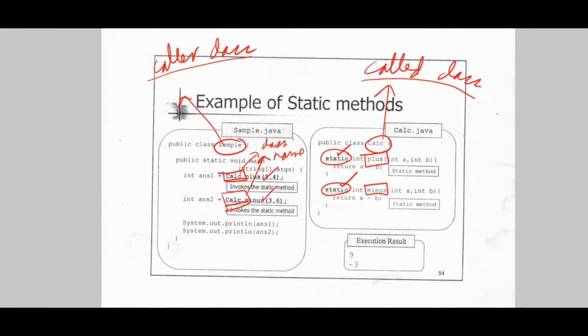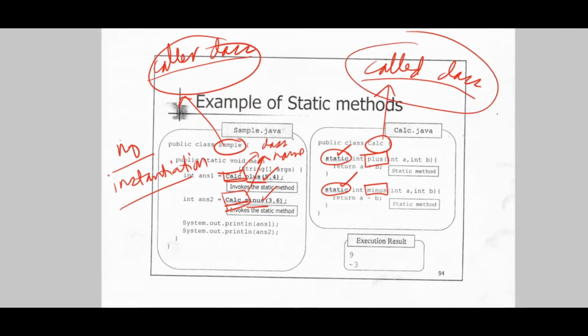Notice that since the two methods we called are static methods, there is no instantiation in the caller class. There is no need to instantiate the called class because the methods we are trying to call, plus and minus, are static methods, and they are accessed only using the class name and not via the instance. So when we display the values of ans1 and ans2, we have a value of 9 for ans1, because ans1 is set to the value returned by Calc.plus, and 5 plus 4 is 9. For ans2, the value returned is negative 3 because 3 minus 6 is negative 3.